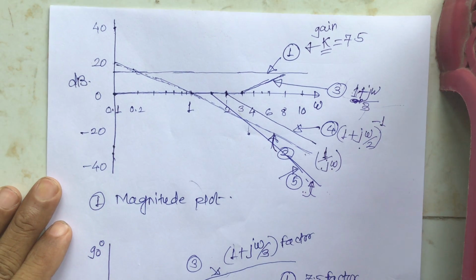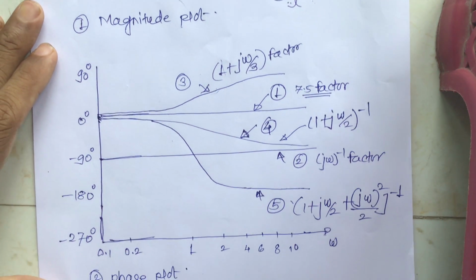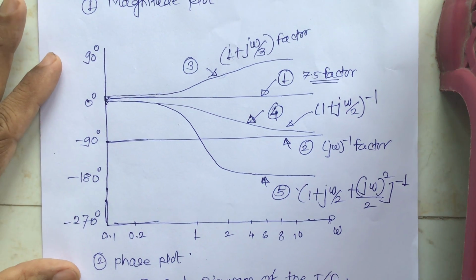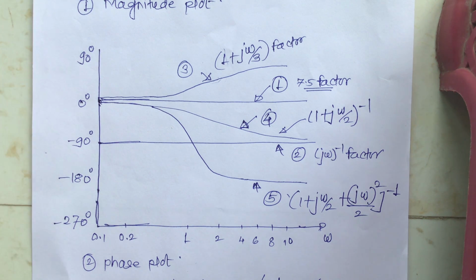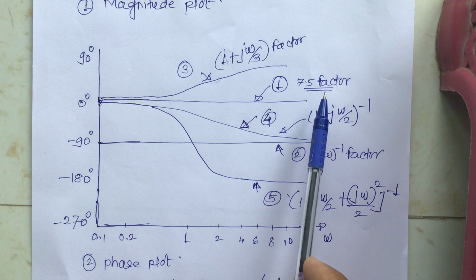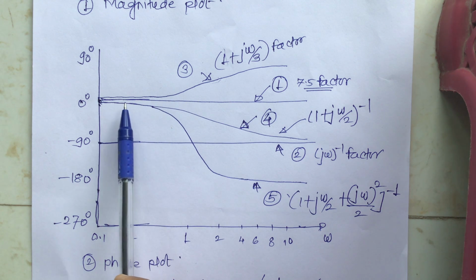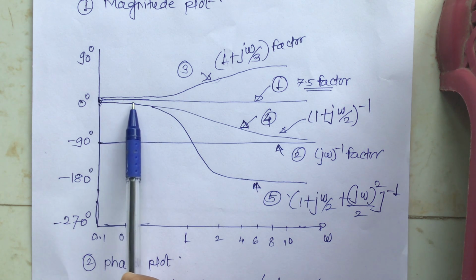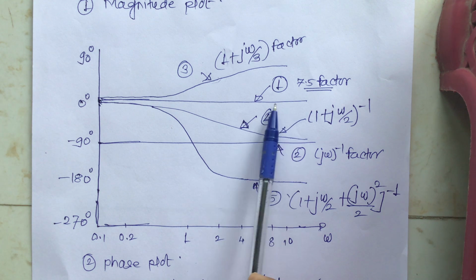Now the phase plot. The first factor is the 7.5 factor. What is the phase angle of the constant gain K? It is 0 degrees. So I have shown here 0 degrees.